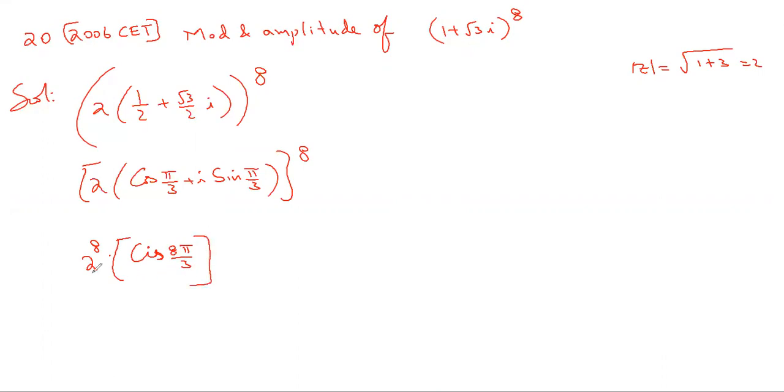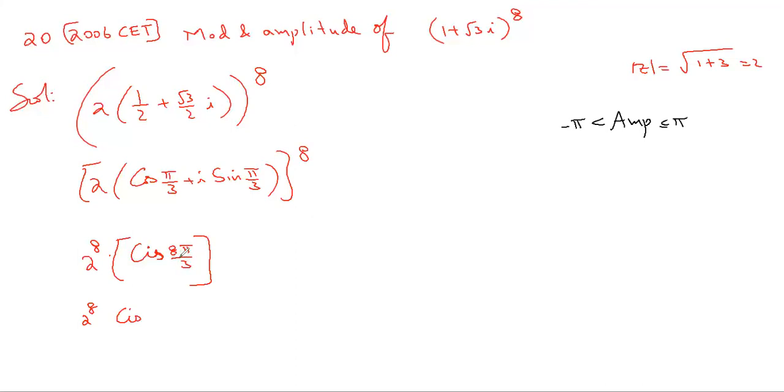So we are almost done with the problem. 2 power 8 is the modulus and the amplitude is 8 pi by 3. But from the definition of the amplitude, we have a restriction. What is that restriction? The amplitude should always lie between minus pi to pi. So 8 pi by 3 is exceeding pi. So there is a need of simplifying it. So how will we simplify it? 2 power 8 into, take the nearest multiple of the denominator.